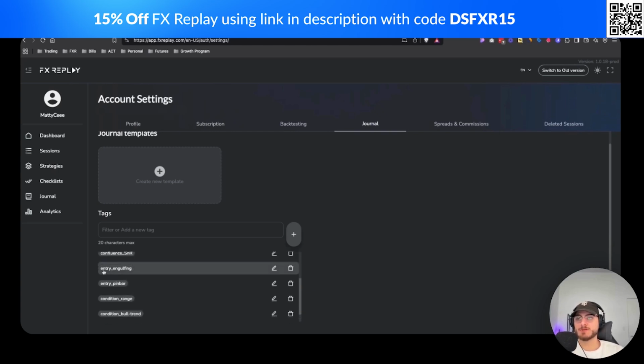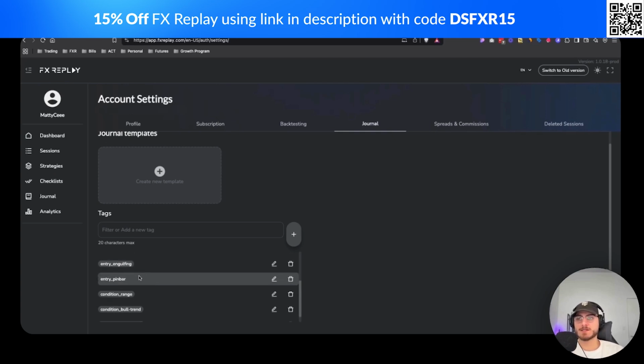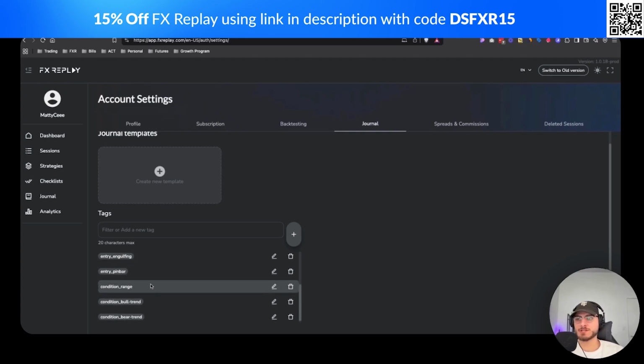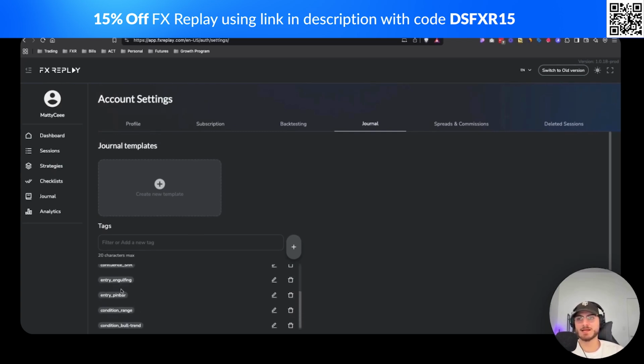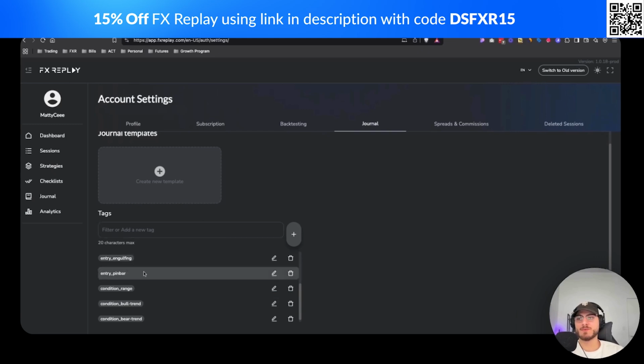Then we are going to go into the entry. It's going to be an engulfing pattern, or it's going to be a pin bar, and that's a long wick, et cetera. The condition is either going to be ranging, or a bullish trend, or a bearish trend. And these are going to be the key tags that I'm going to be looking at.